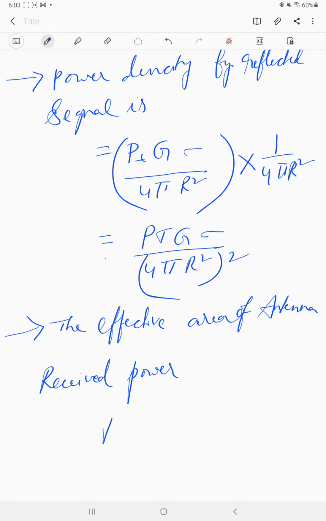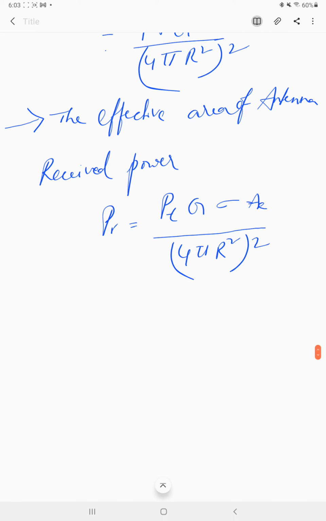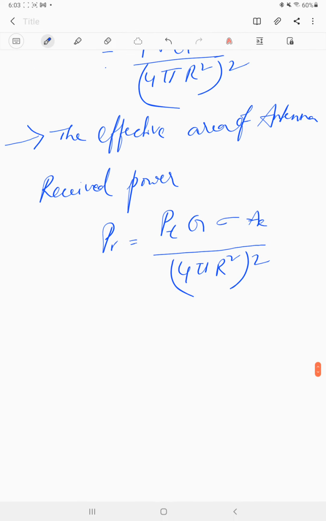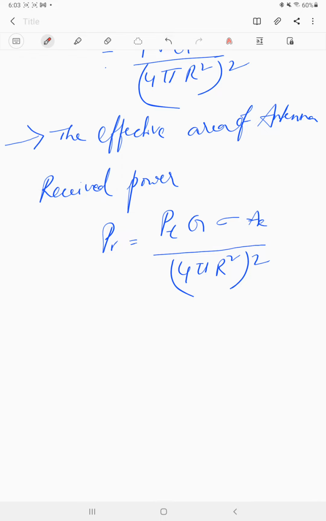PR is equal to PT G sigma AE, that is the effective area of the antenna, by 4 pi R square whole square. It will be a reflected power. Okay, what is this? It will be a reflected power.